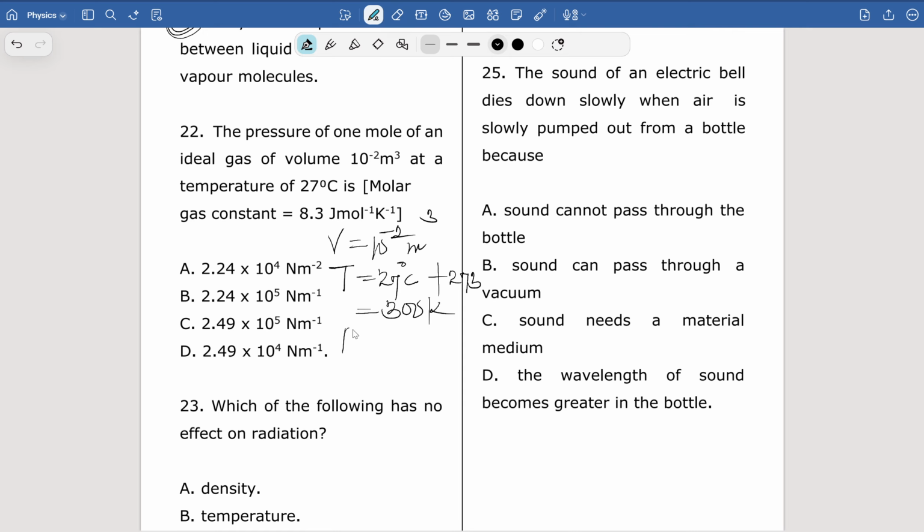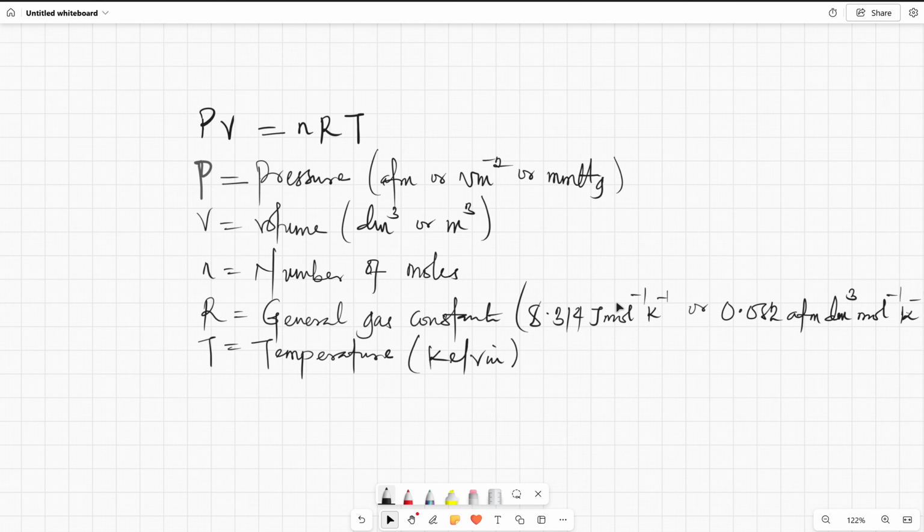The value of the general gas constant given is 8.3 joule per mole per Kelvin. Depending on the units of your pressure and volume: when you have pressure in Newton per meter square, you need to have volume in meter cube, so that it makes sense to use this value of R. Note the ones in red.